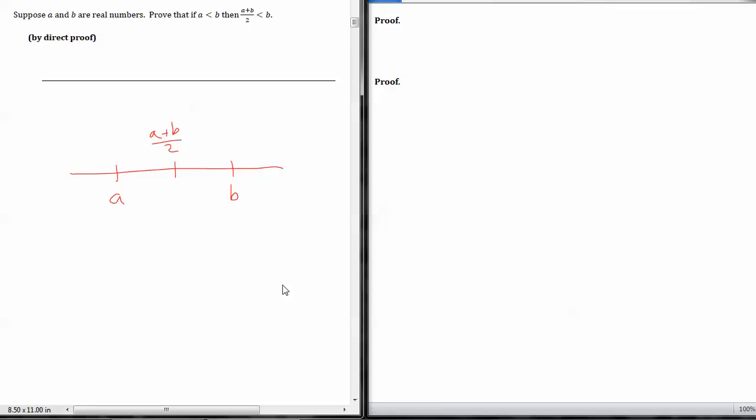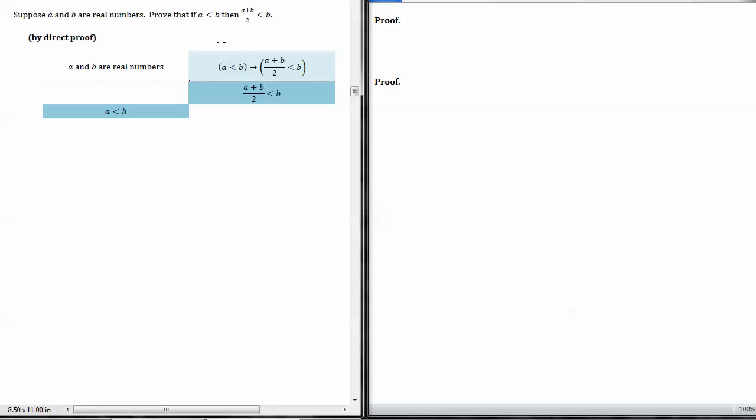So good, let's try and write down the logic for a direct proof. We have a given that A and B are real numbers, and a goal, which is a conditional statement. And for a direct proof, we'll take the P, the antecedent, A less than B, and move it over as a given. And the consequent Q will become our new goal.